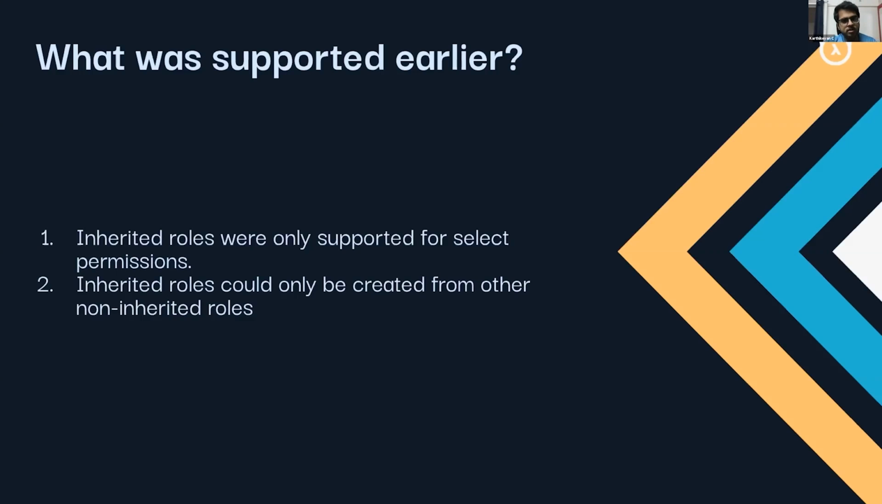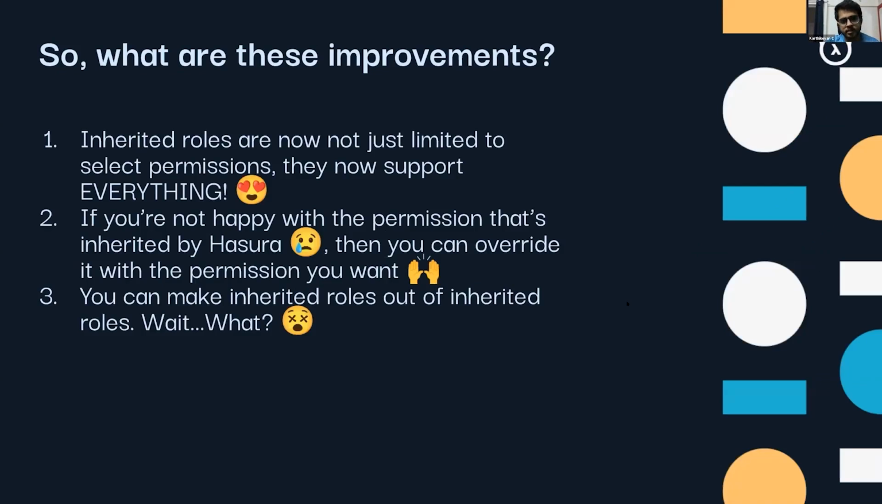So what are these improvements? So now inherited roles are supported for everything, like every type of permission Hasura supports, which are mutations, remote schemas, actions, custom functions, you name it, we have it. So this is one improvement. The second improvement is if you're not happy with the permission that's inherited by Hasura, which I find very hard to believe, then you can override the permission with the custom permission you'd want. And then you can make inherited roles out of other inherited roles, which means that before this feature you could only make inherited roles out of non-inherited roles, but now you can make inherited roles which can be a combination of non-inherited roles and inherited roles. Just that it should not be in a cycle. Yeah, so these are the improvements.